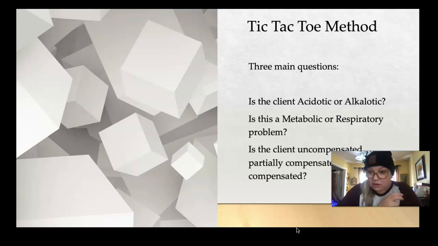And, well, that's all going to pertain to the PaCO2, which leans respiratory, or the HCO3, which is metabolic. So we'll figure that out. Once we figured out whether it's acidotic, alkalotic, and respiratory or metabolic, then we need to take it one step further to see if they've been compensating or if they're uncompensated.